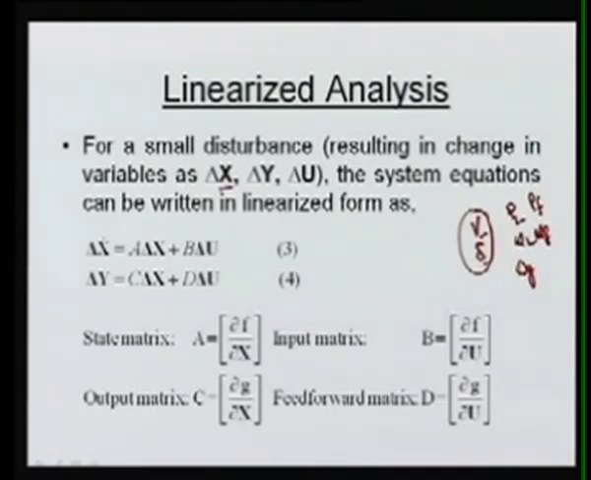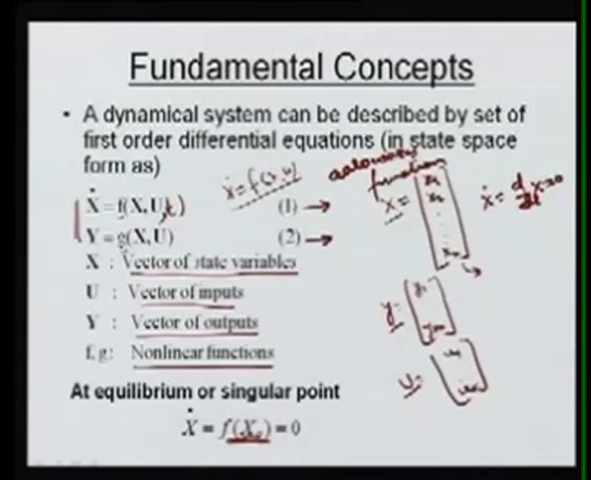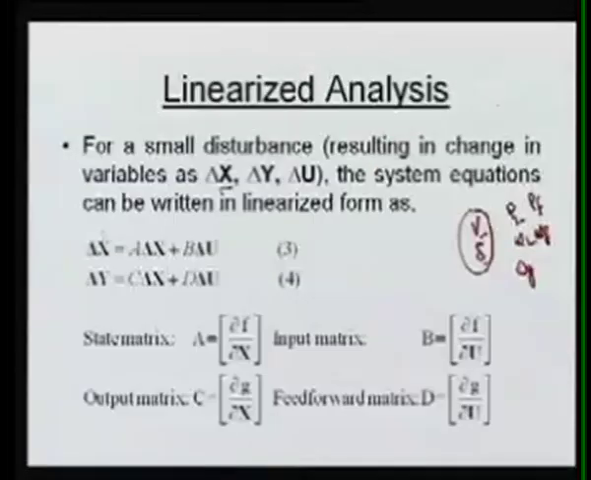Now, in the previous equations, equation numbers 1 and 2 are nonlinear. As I said, if the disturbance is small, we can linearize these two functions around some point x naught. Here we want to linearize, meaning for a small disturbance resulting in a change in the variables, change in x, change in y, change in u, the system equation can be written in a linearized form like this.